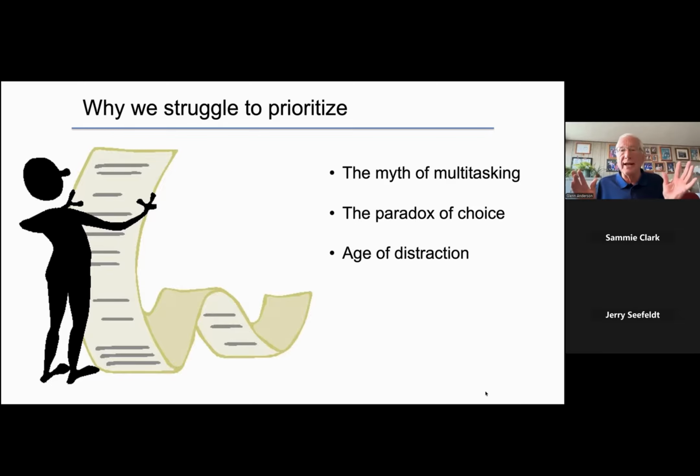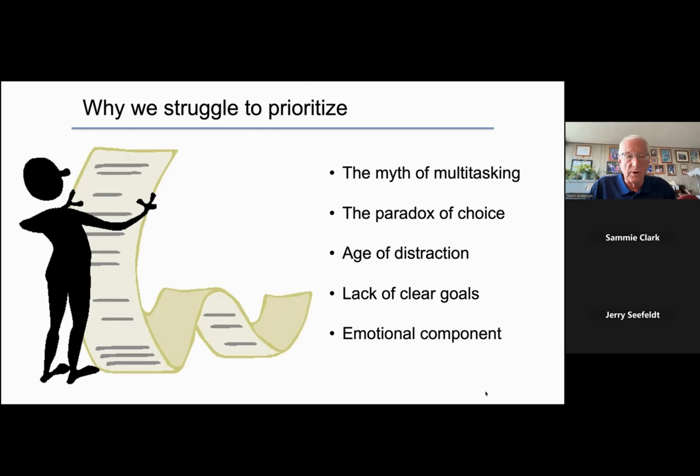We all know we live in an age of distraction, email, social media gets in the way, keeps us busy. We don't have time to focus on prioritizing. If there's a lack of clear goals in your organization, if you work for an organization where everything's important all the time, or there's no clear goals defined at all, it's going to be hard to prioritize. And there's an emotional component. Folks, there's always an emotional component, fear or insecurity that get in the way of prioritizing. So there's a lot of reasons we struggle to prioritize.